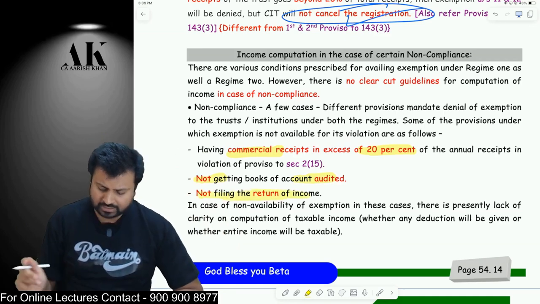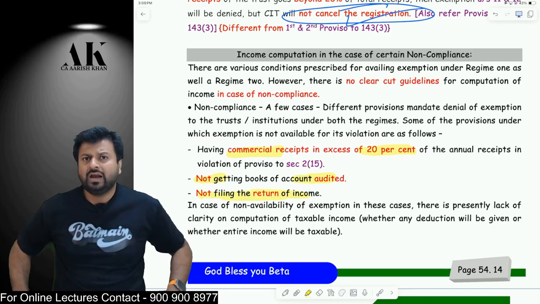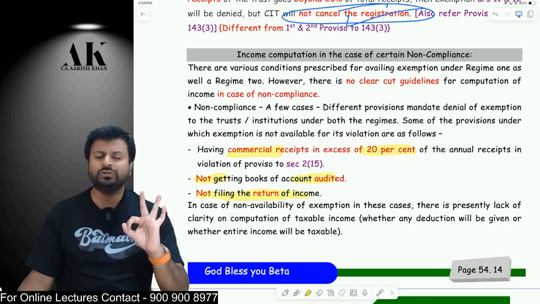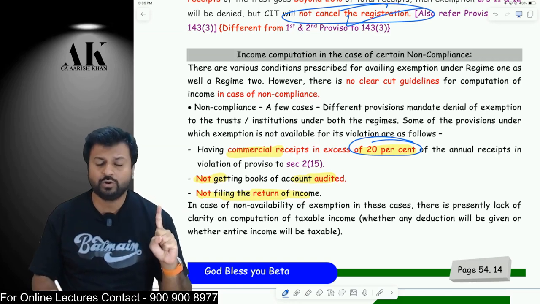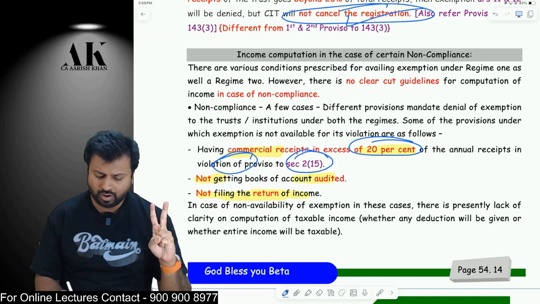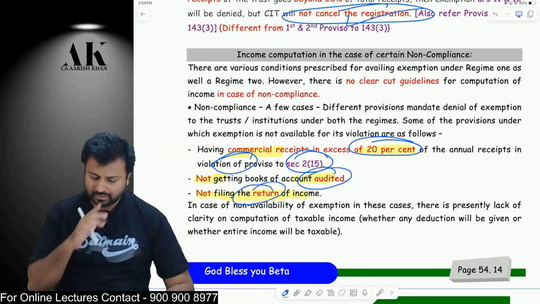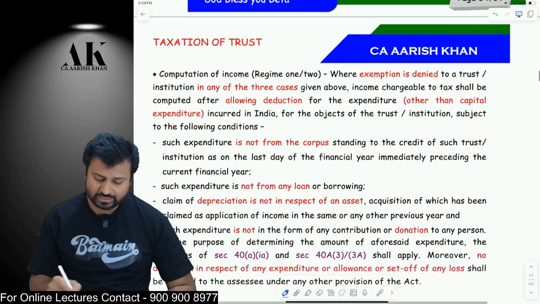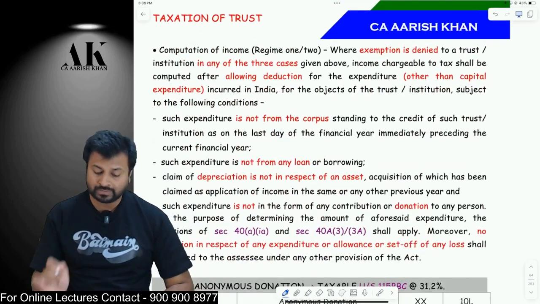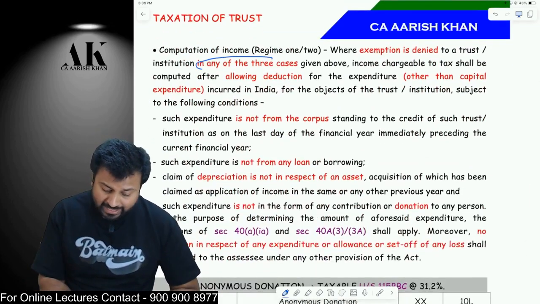Or if I don't file the income tax return, then how will I compute my income? So if you make three mistakes in your life, that is, if your commercial receipts exceed 20%, or if you are not getting your books of accounts audited, or if you are not filing the return on time, then how will you compute the income? How will the income be computed? The income will be computed in the following manner, where the exemption is denied in any of the three cases.